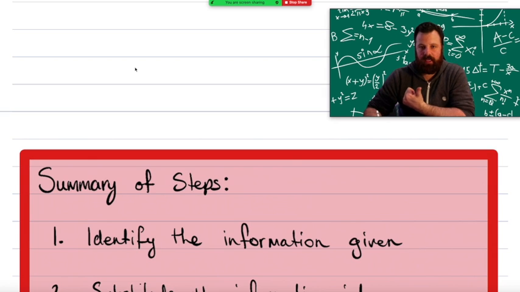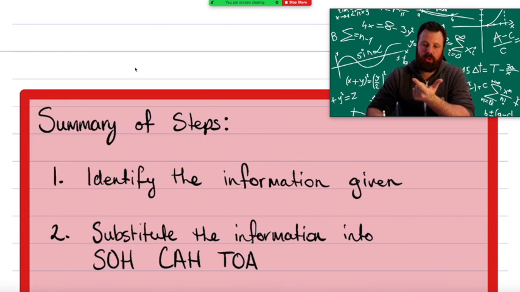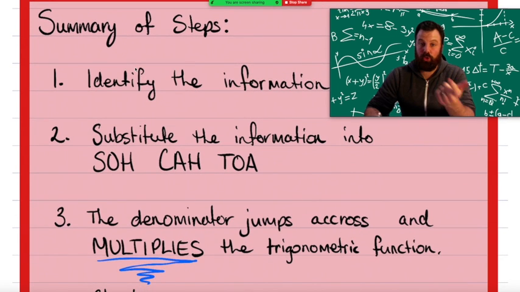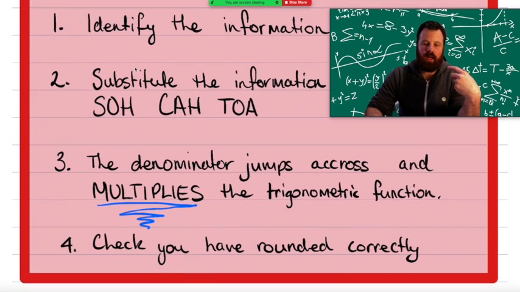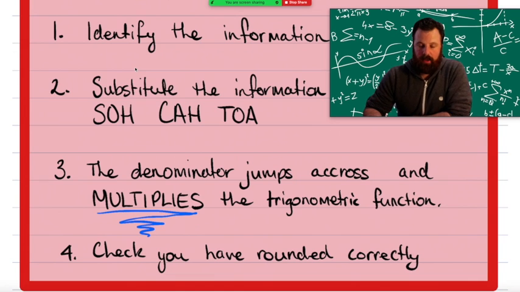Alright, Year 9, to summarize what we've done today, the first thing that we need to do is identify the information that we've been given in the triangle using our structure. After we identified, we substituted the information into SOH CAH TOA. After we substituted it in, we realized that the numerator is the thing we're asked to find, so the denominator jumps across the equal sign and it multiplies the trigonometric function. It multiplied sine of blah or cos of blah. And then finally, the last thing we need to make sure is that we need to check that we have rounded out the answer correctly.